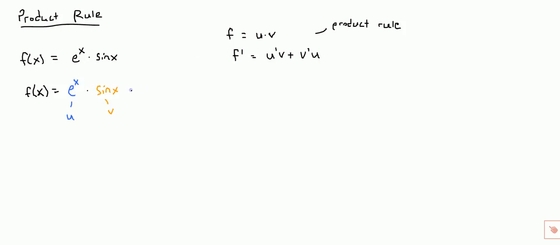Okay? So for this specific example, we're going to have u equals e to the x. So u prime is the derivative of e to the x. That's e to the x. And then we're going to have v equals sine x. So then v prime is equal to cosine x. Okay, so now we just use these four different things and plug them into this formula.